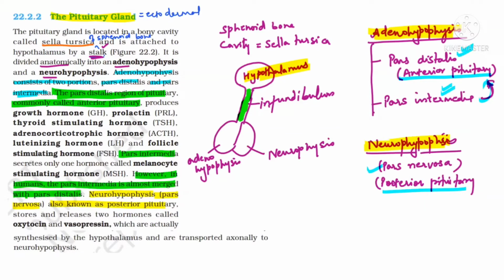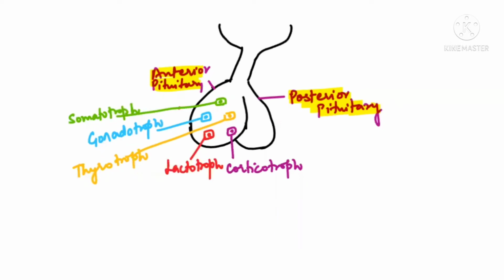Now let me explain to you the hormones which are produced by anterior pituitary as well as posterior pituitary. Now see, before we go in detail, first try to understand that hypothalamus is releasing two major types of hormone, that is releasing hormone and inhibiting hormone, because of which the anterior pituitary will release hormones.